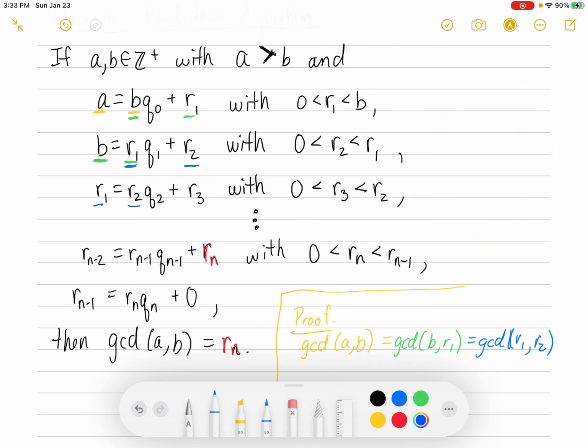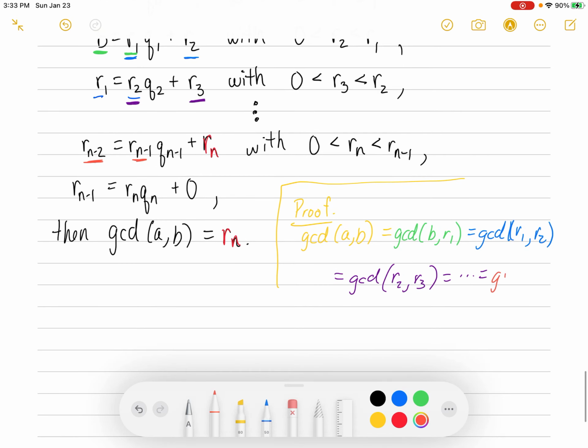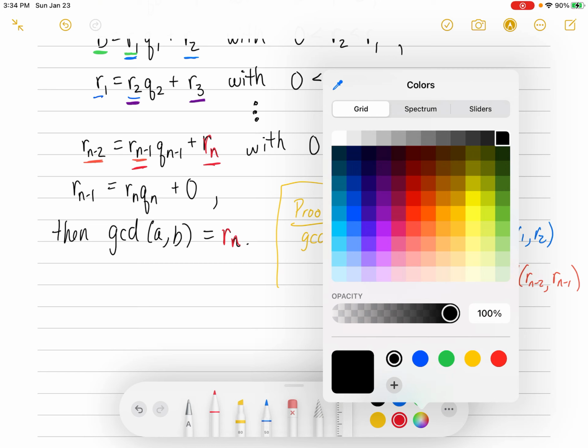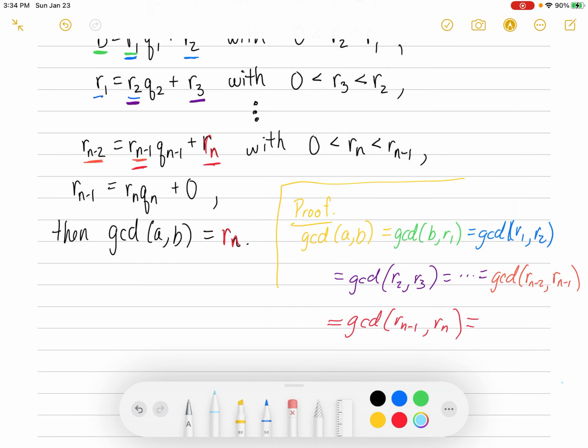You'll have that's equal to the GCD of Rn minus 2 and Rn minus 1. So eventually you get all the way here. So this is going to be equal to the GCD of Rn minus 1 and Rn, until your very last step. What color am I going to make that? I'll make it cyan color.